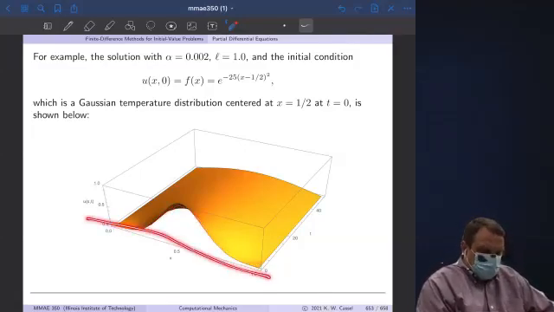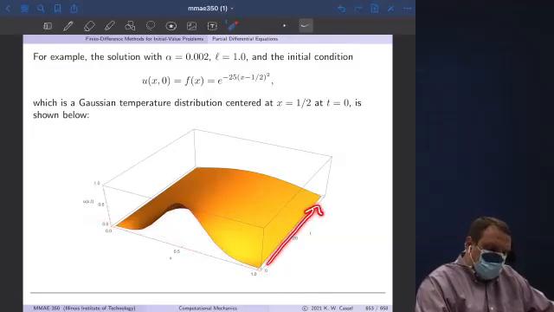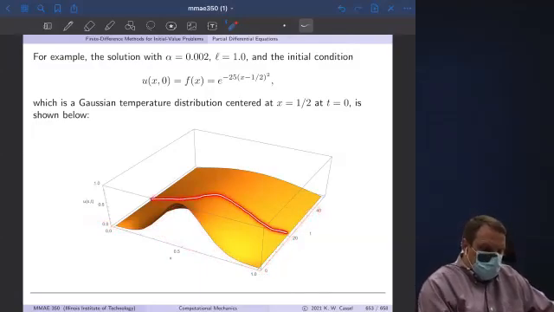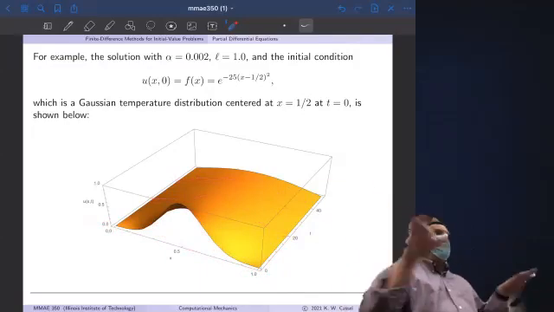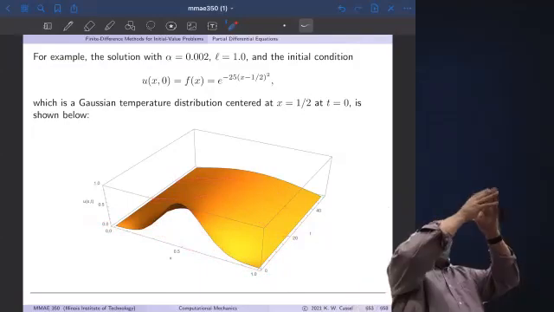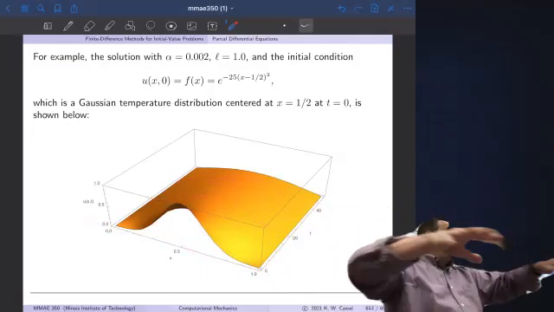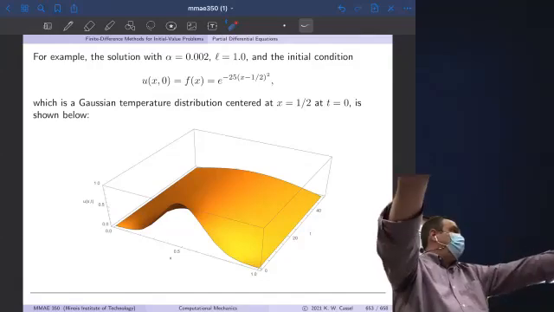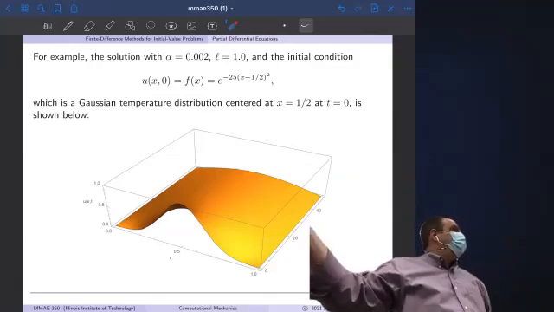So this is t equal to 0 right here. So this is the temperature distribution at t equal to 0. And then as we go in time, you can see how the temperature distribution is kind of flattening out. That's what diffusion does. Diffusion always spreads the effect of the heat. So we start off with a concentrated heat distribution, temperature distribution, and then over time it diffuses out, diffuses out, diffuses out. And you're saying, wait, well, where does it go? Heat's conserved, right? Where does it go?